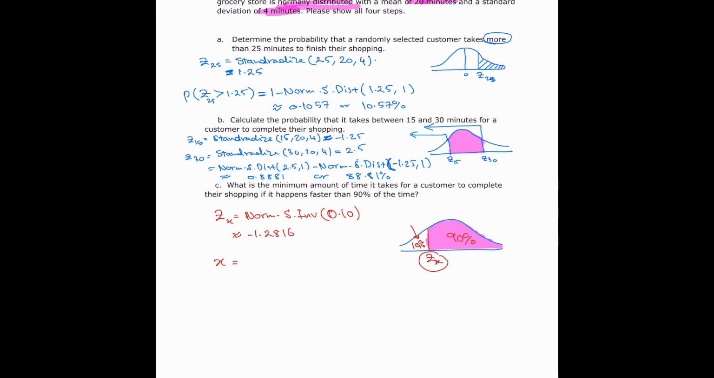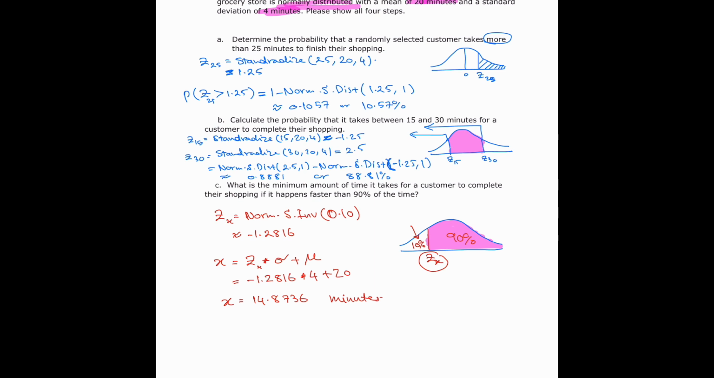Now, in order to find this specific time, which is x, we're going to use z times the standard deviation plus the mean, which will equal negative 1.2816 times 4 plus 20. And that is going to give me 14.8736 minutes. So if a person finishes faster than 90% of the time, that means they finished their shopping in 14.87 minutes. And that makes complete sense.